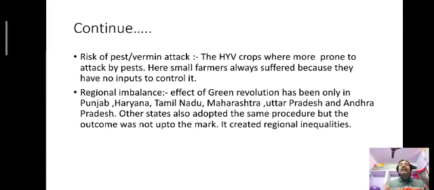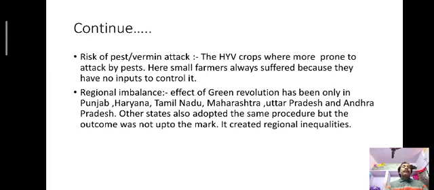Now, next is the regional imbalance. The effect of the Green Revolution has been only in Punjab, Haryana, Tamil Nadu, Maharashtra, Uttar Pradesh and Andhra Pradesh. But the other states also adopted the same procedure, yet no outcome was noticed. So it created regional inequalities. Some states became more rich and comfortable, whereas the other states are still facing the problem of food grains and other agricultural products.